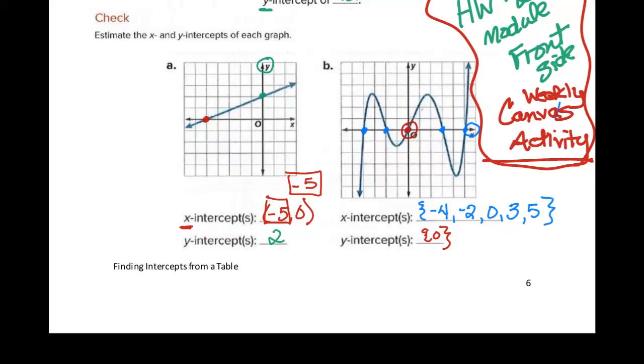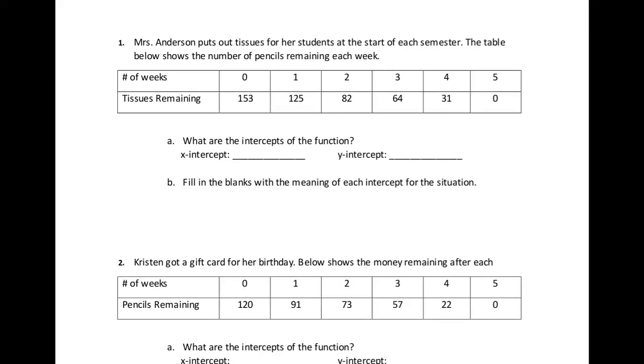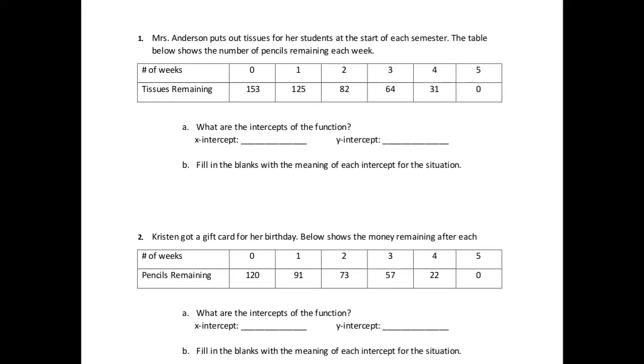All right, let's turn the page. Now we're going to see if we can figure out where these intercepts are in a table. Now, I have to tell you, these two problems are all mixed up. Because if you look at it, it talks about Mrs. Anderson putting out tissues for her students, and then it says the table below shows the number of pencils. Well, you need to cross out pencils and put tissues.